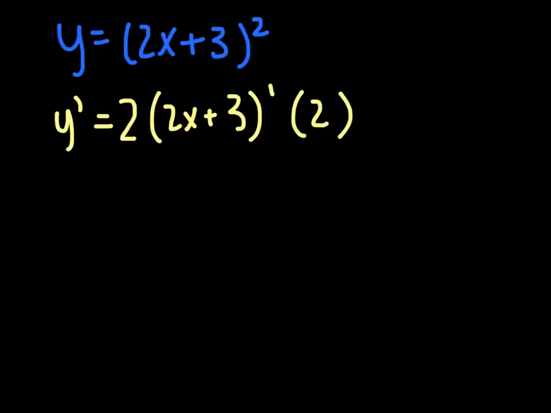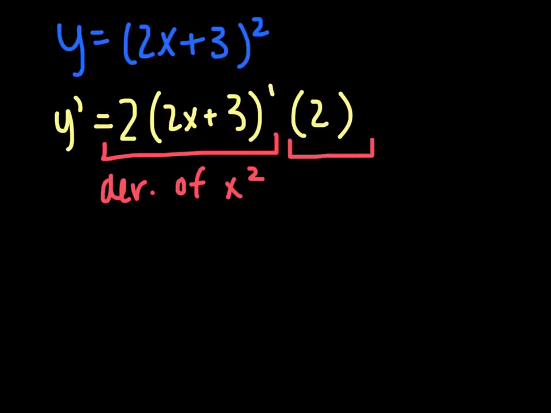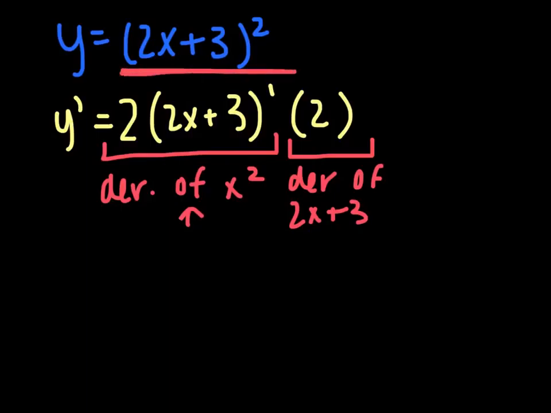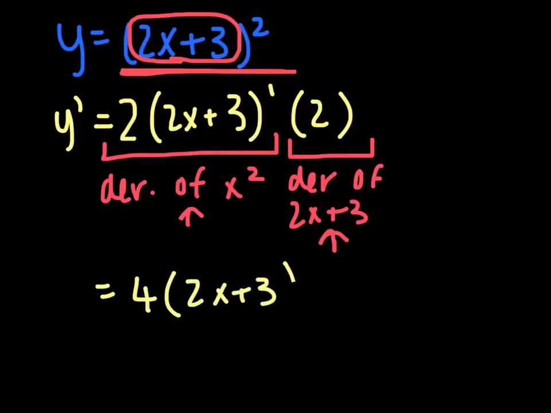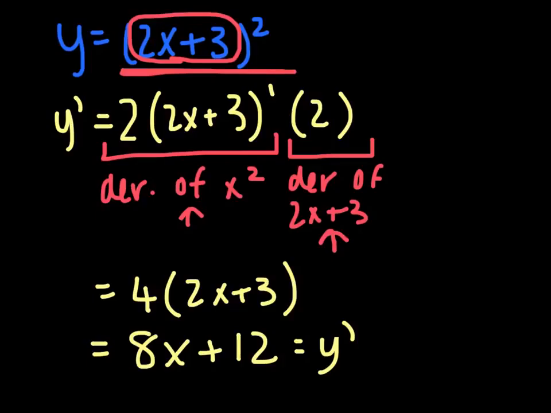And if I look at here, 2 times (2x plus 3) to the 1, that is the derivative of x squared. And then here, the 2 is just the derivative of 2x plus 3. So this is the derivative of the whole thing, and this is just the derivative of what's inside the parentheses. And so if I continue on with this, I'll get 4 times (2x plus 3), which is equal to 8x plus 12. And that is the first derivative of y.